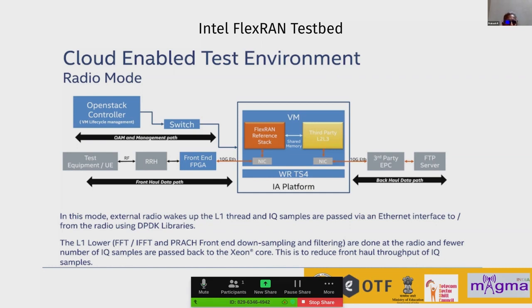So these are either at the L1, you can have IQ samples, that is the quadrature amplitude, you have intermediate IQ samples which can be connected, and then that can be passed to the NIC, and the NIC in turn can connect to the FlexRAN reference stack, which is software, and then it deals with the L2, L3, third party products and all that, and that's how you are able to do the cloud testing on this.